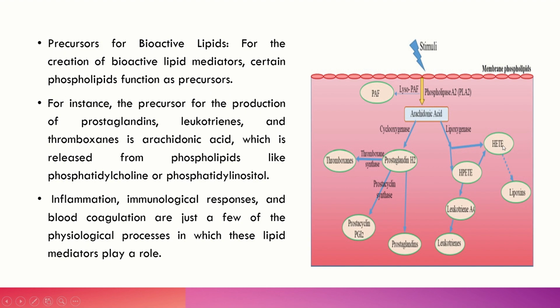And another important function of phospholipids is that they act as precursors for bioactive lipids. For example, they create certain bioactive lipid mediators, and to create those mediators, phospholipids are essential. They act as precursors. For example, the precursor for the production of prostaglandins, leukotrienes and thromboxanes is arachidonic acid. And this arachidonic acid is released from phospholipids like phosphatidylcholine or phosphatidylinositol. Inflammation, immunological responses, and blood coagulation are just a few of the physiological processes in which these lipid mediators play a role.